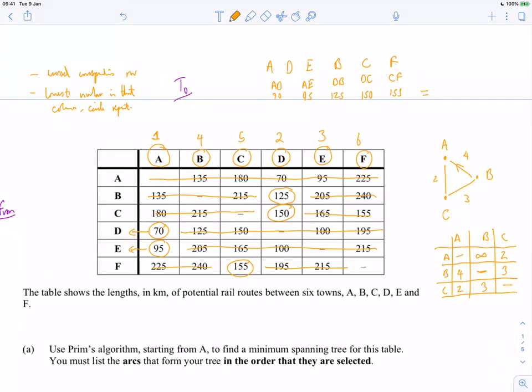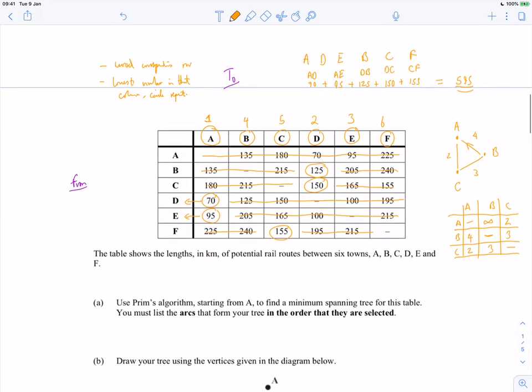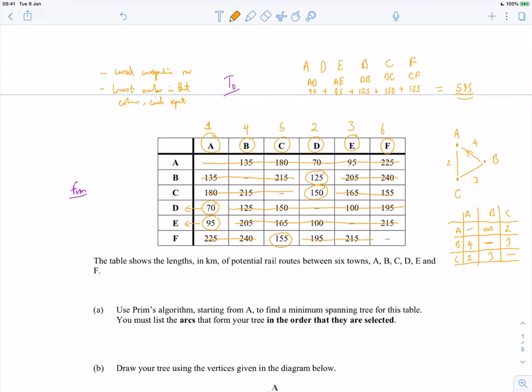And if you want the weight of this, you can just add all these things together. So the total weight is 70 plus 95 plus 125 plus 150 plus 155. So that total weight is 595. Okay, so use Prim's algorithm starting from A to find a minimum spanning tree for this table. You must list the arcs that form your tree in the order they were selected. Well, I've done that. The arcs that I've selected are here. These were the arcs which I selected. So arcs in order.